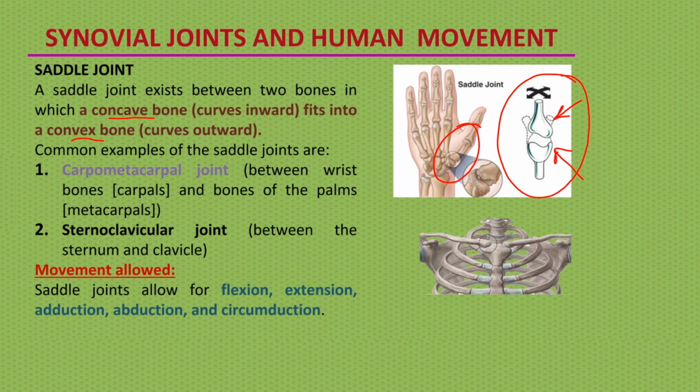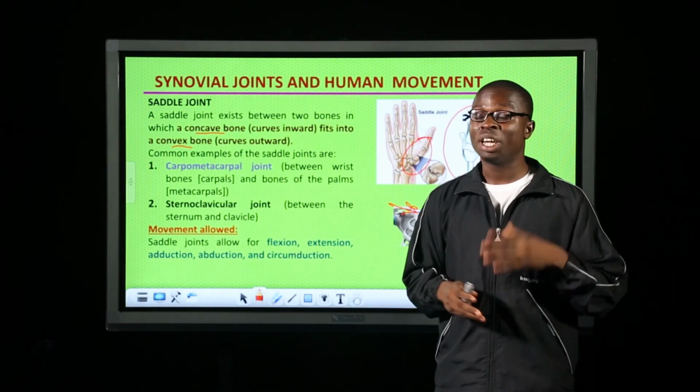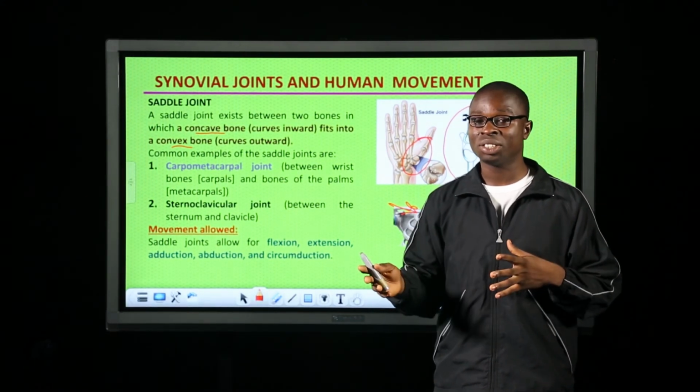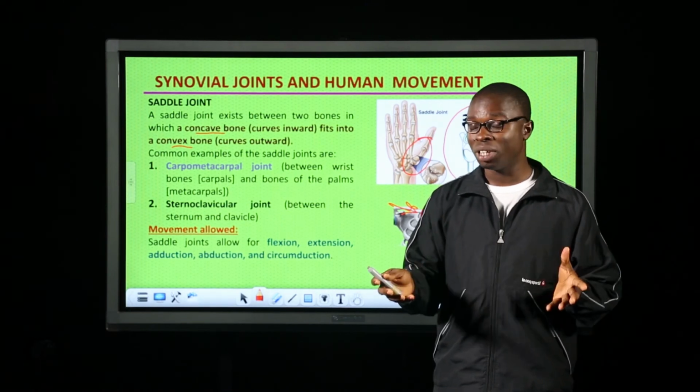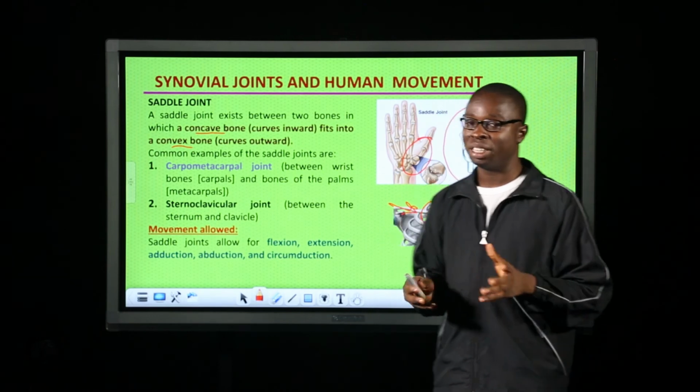Another common example is the sternoclavicular joint, which is found between the bones of the sternum and the bones of the clavicle, which is the collarbone. The saddle joints allow for different forms of movement, including flexion, extension, adduction, abduction, and circumduction. Next, we'll talk about the hinge joints.